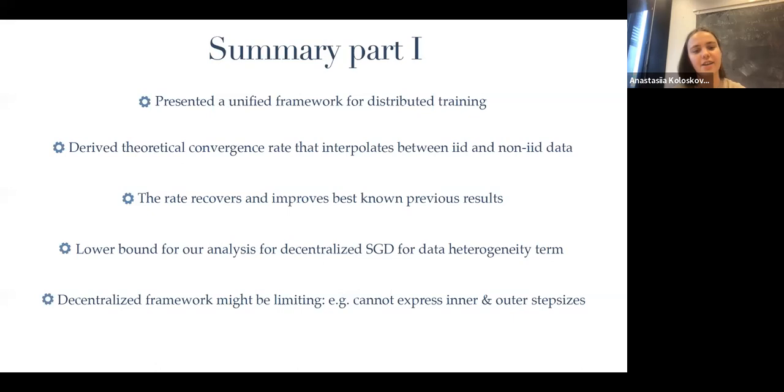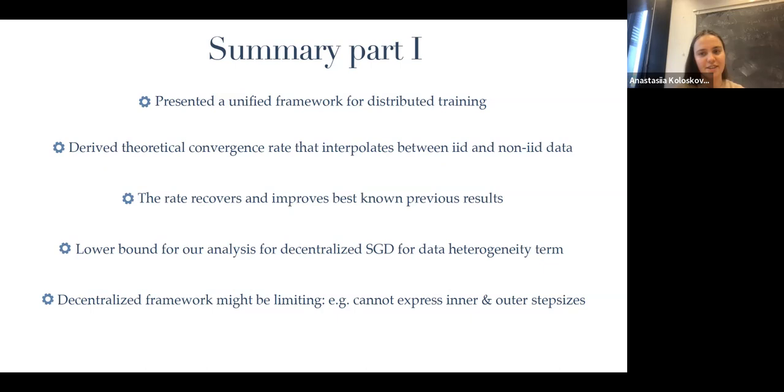Okay, and also all of this framework unifies decentralized and centralized algorithms. Still, it's not the answer to all the questions. This decentralized framework could be limiting. For example, in federated learning, it's usually common to use different step sizes for the inner local steps on every worker and for the global step, and you cannot express it in this framework. So this framework could be limiting depending on what you want. Okay, so maybe it's a good point to pause a little bit, if someone has questions.